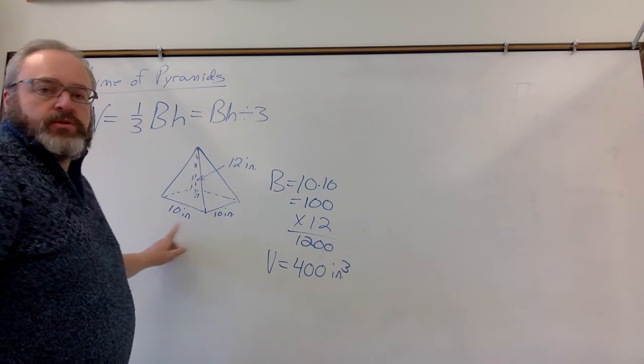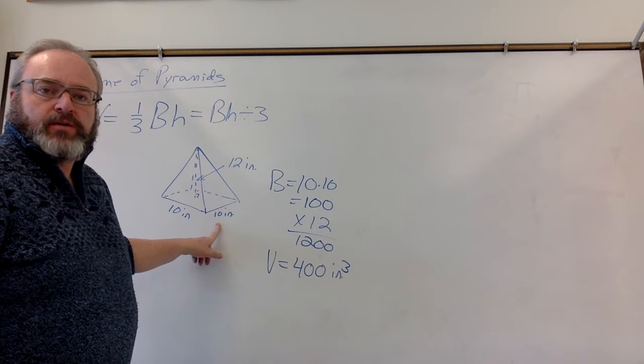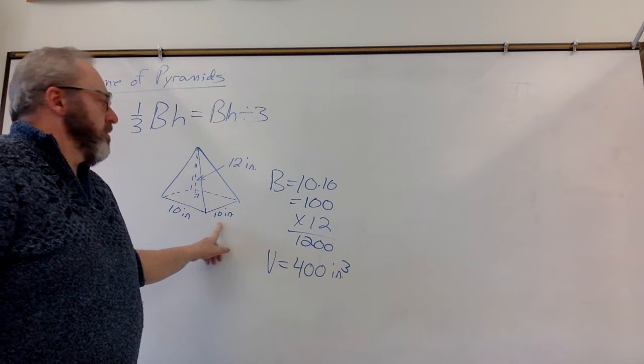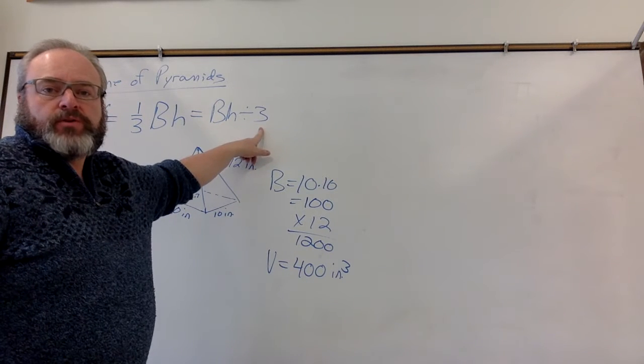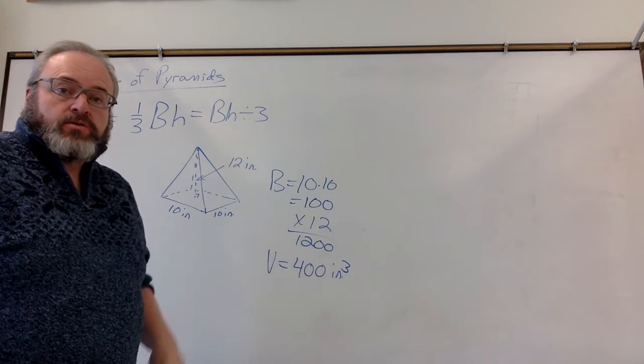Okay. This works with a rectangular pyramid as well. Your length and your width would simply be 2 different numbers. We still multiply them together to get the area of the base. Then multiply by the height, divide by 3. Okay, let's look at a triangular pyramid.